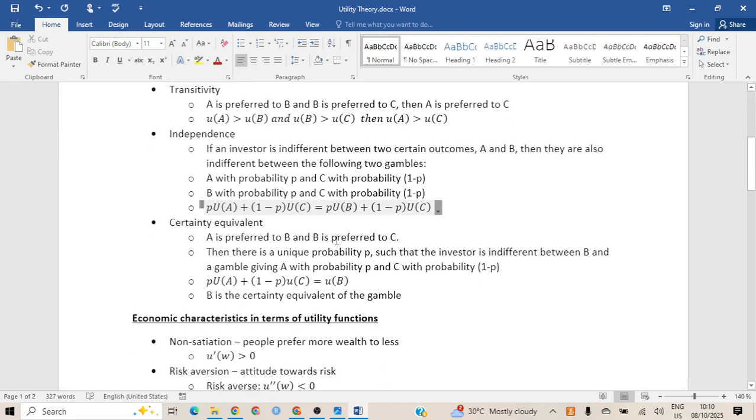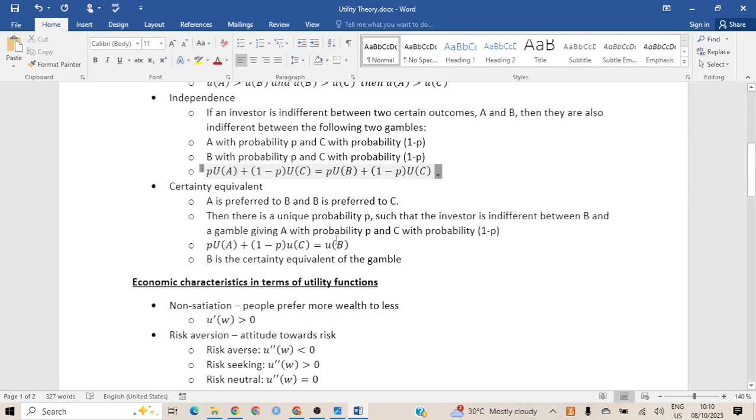The fourth axiom is the certainty equivalent, and it states that if A is preferred to B and B is preferred to C, then there is a unique probability P such that the investor is indifferent between B and a gamble giving A with probability P and C with probability 1 minus P. In terms of utility functions, it is written as this, where B is the certainty equivalent of the gamble.